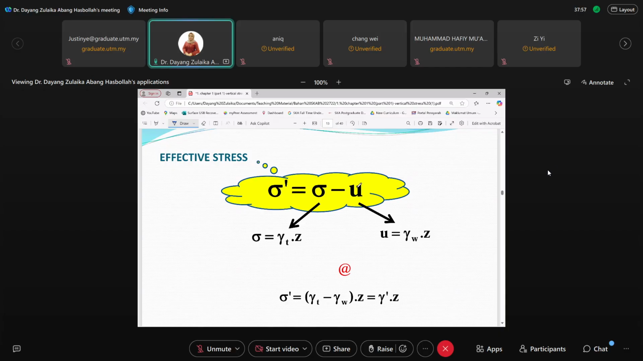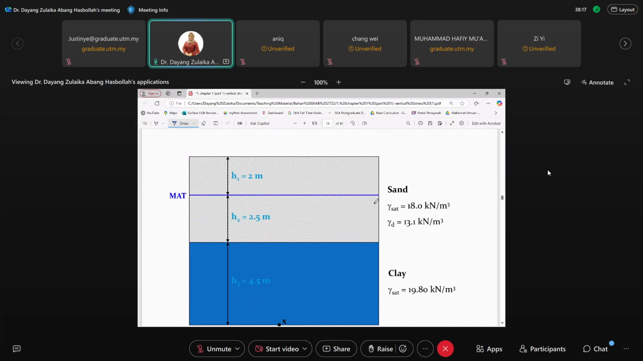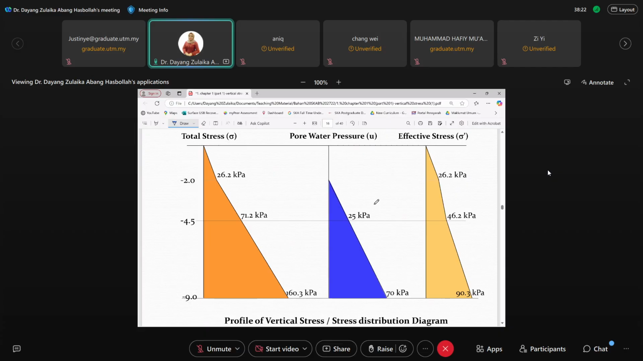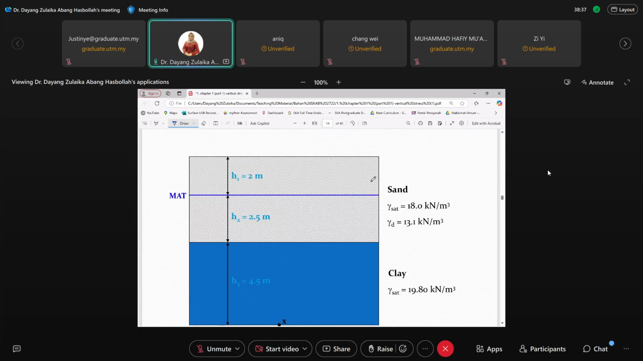All right, but for this class, I don't want you to do the calculation like this. I want the answer in a stress distribution diagram. So what is a stress distribution diagram? It is something like this. This is a stress distribution diagram. So you can provide me this one. You will get full marks if your answer is correct. So how to provide this one? Let's take a look. Let's do some examples.